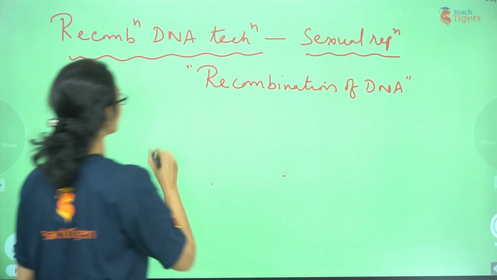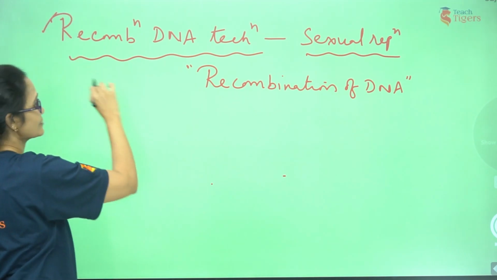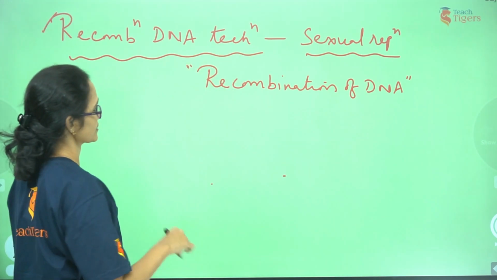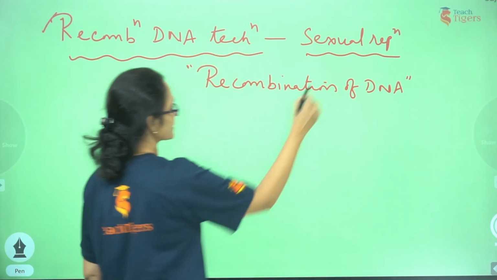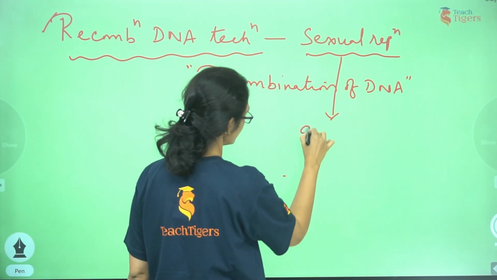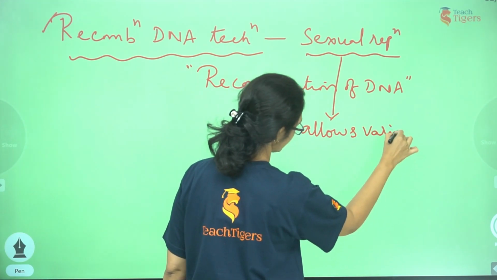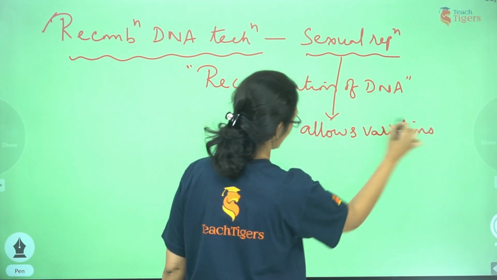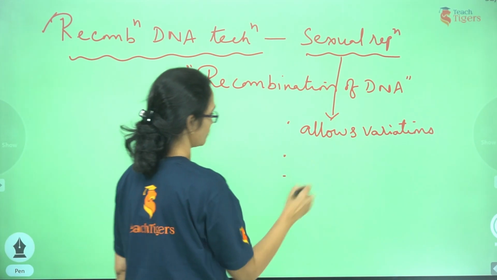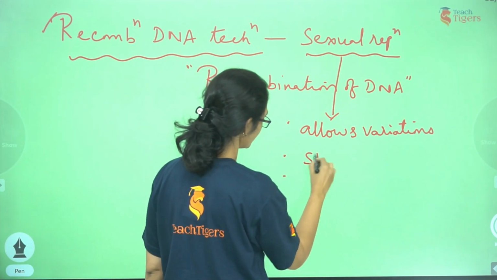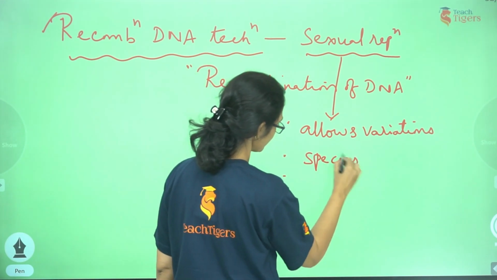Then, how is the recombinant DNA technology much superior when compared to sexual reproduction? Though sexual reproduction allows variations, it has certain limitations. What are those limitations? It cannot cross species barrier.